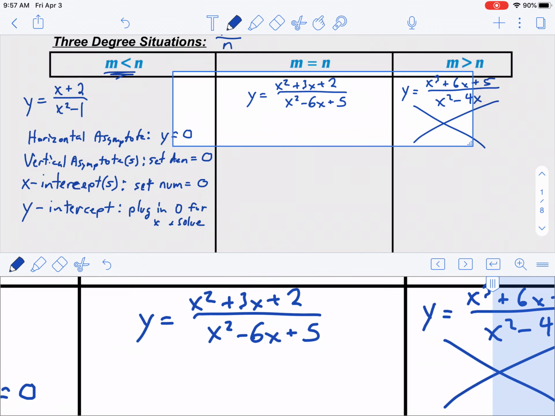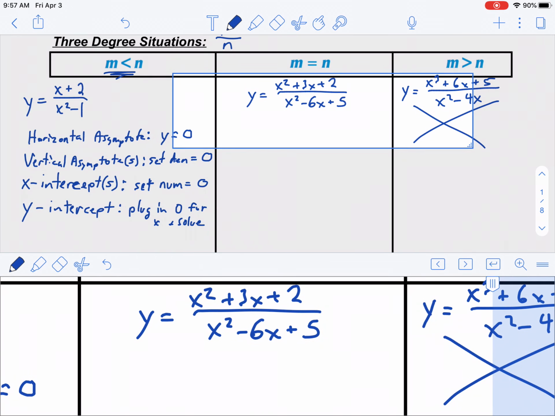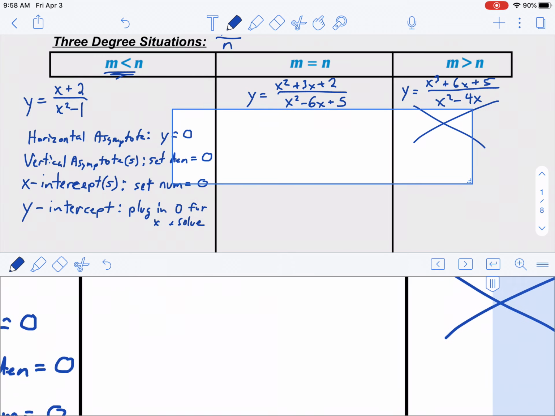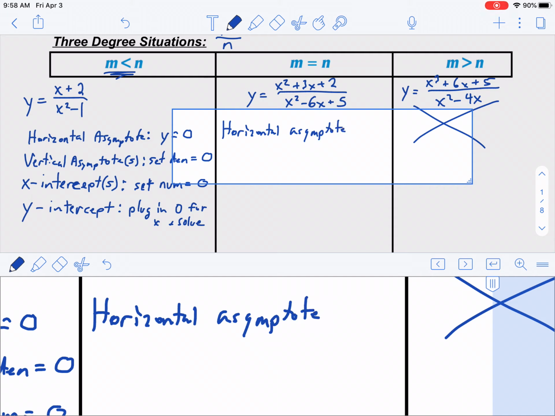Our second possibility is when our degrees are equal. In this case, we've got a second degree over a second degree, so our degrees are equal. And you'll recognize that the only thing that is different is the horizontal asymptote. Everything else is the same.